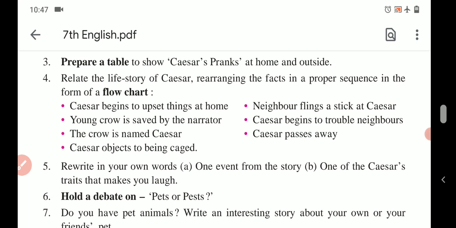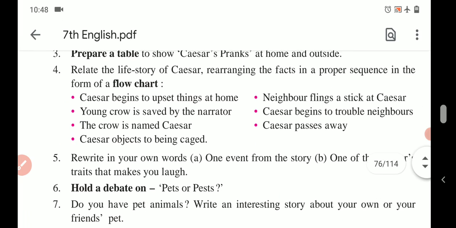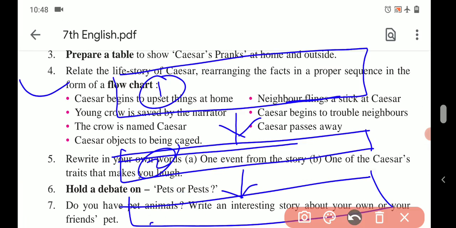Caesar begins to upset things at home. What do you think? Does it happen first? No. Young crow is saved by the narrator. The crow is named Caesar. Caesar objects to being caged. Neighbor flings a stick at Caesar. Caesar begins to trouble neighbors. Caesar passes away. So here, young crow fallen from the nest.